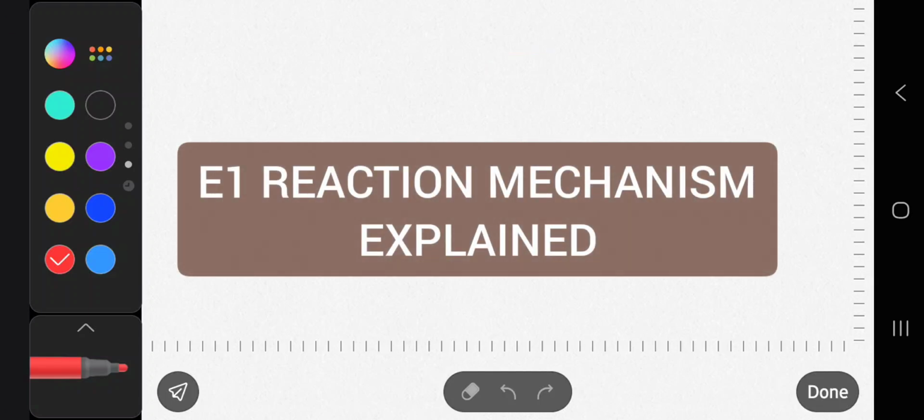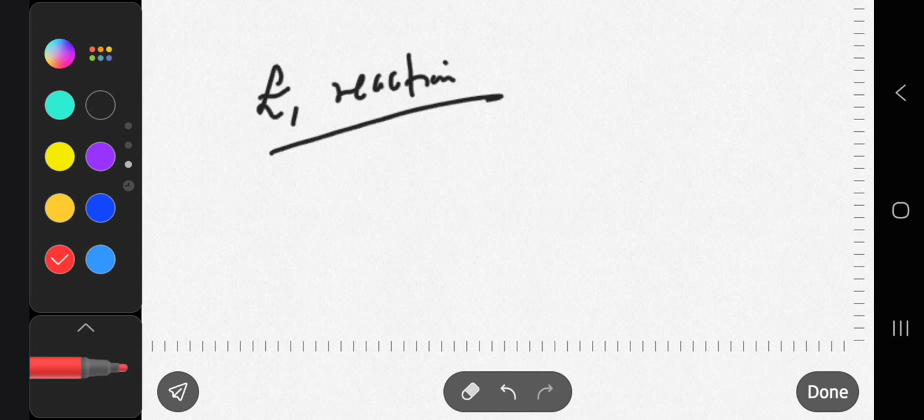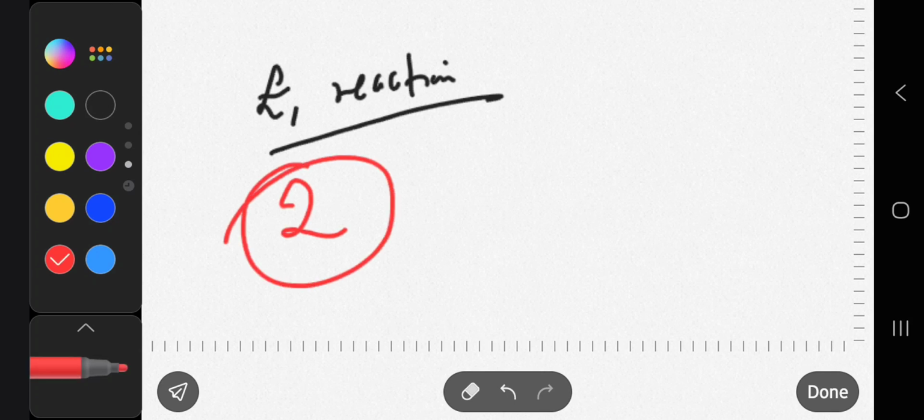In this video, we are going to look at what is called the E1 reaction. E1 reaction is a sort of elimination reaction, okay? And E1 elimination reaction occurs in two steps. Only two steps are involved in the mechanism, all right?